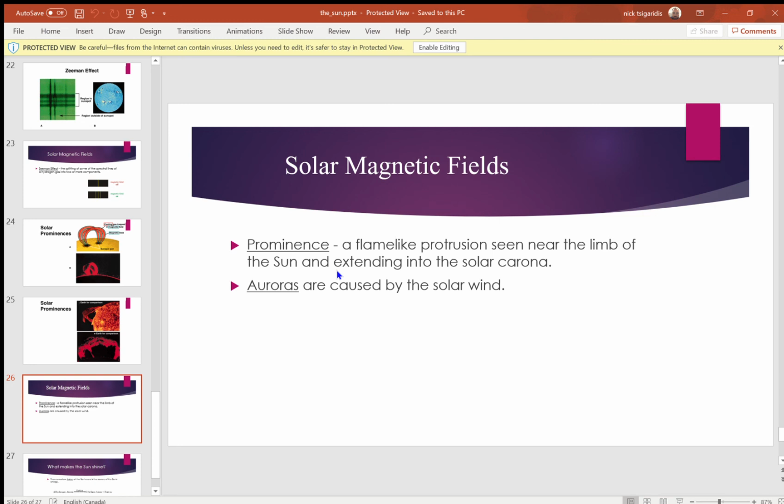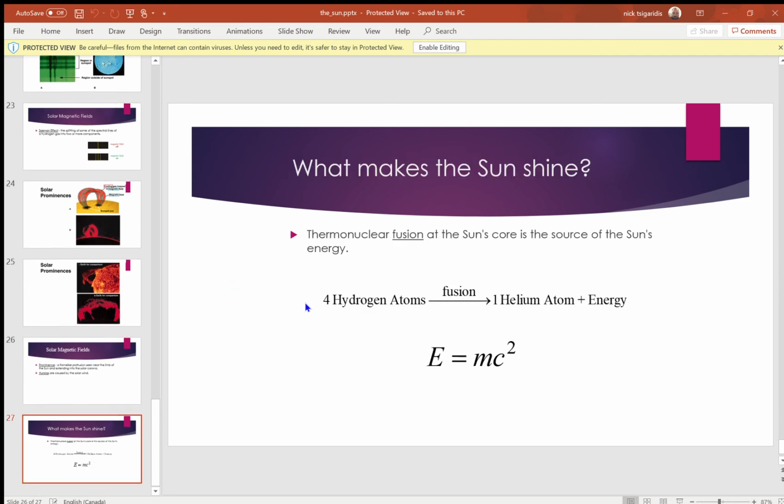So as I mentioned already, these are flame-like protrusions. They are seen near the limb of the sun and extending out into the solar corona. These are mass ejections. They go out. And then, of course, auroras, which can be caused by an interaction with this solar wind, are present when you have mass ejections from the sun, a lot of them. So oftentimes we will look at what's going on at the sun, to see whether we'll be getting more or less interaction by our atmosphere with these auroras and whatnot.